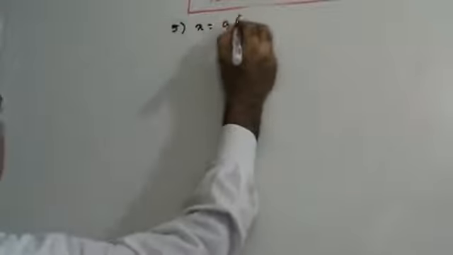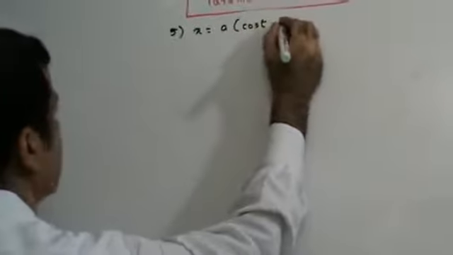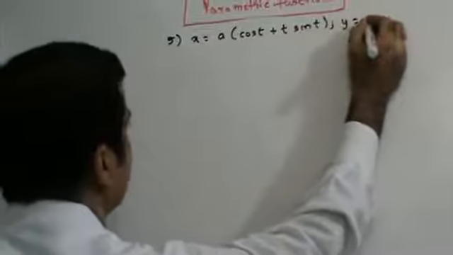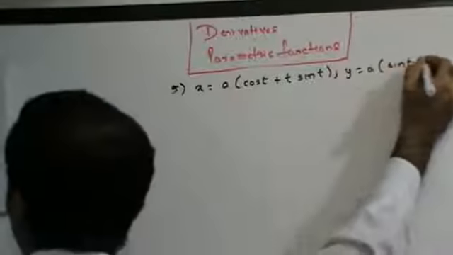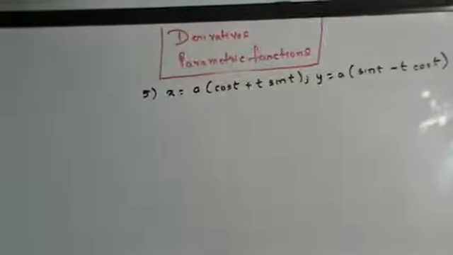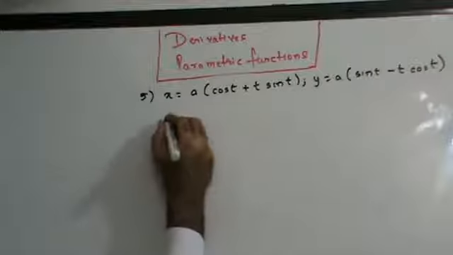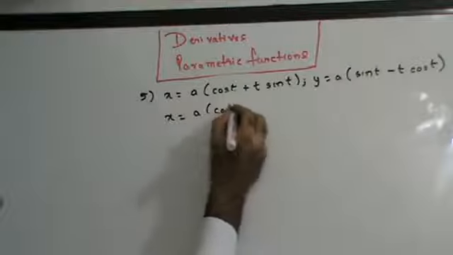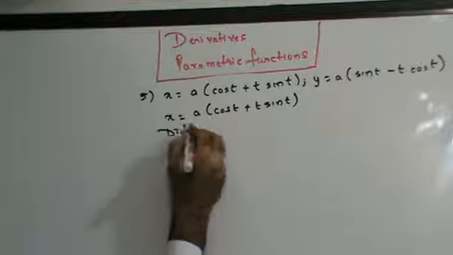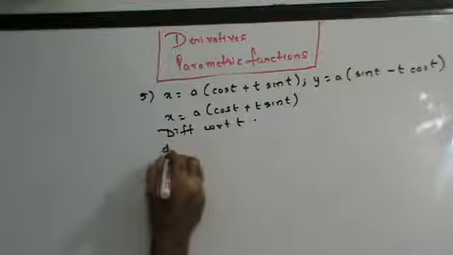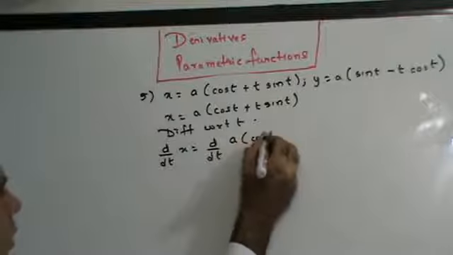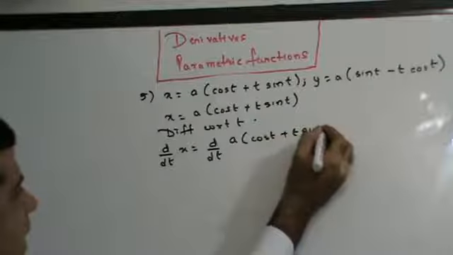x is equal to a cos t plus t sin t, and y is equal to a sin t minus t cos t. You have to find out dy by dx. Now I can say x is equal to a cos t plus t sin t, differentiate with respect to t. So d by dt of x is d by dt of a cos t plus t sin t.